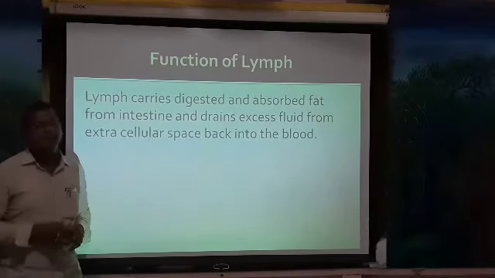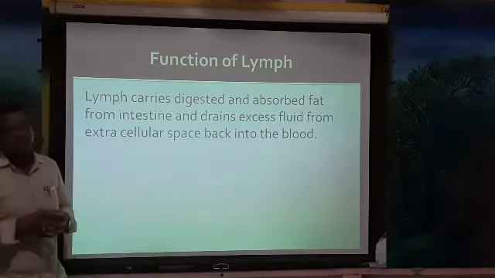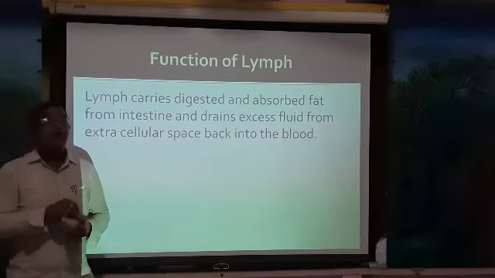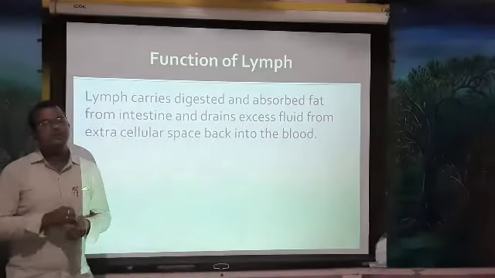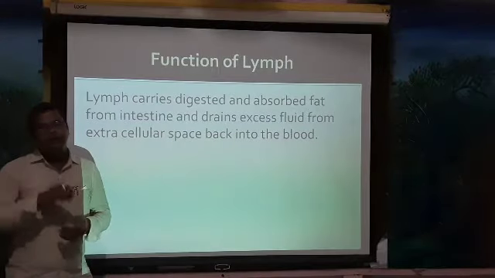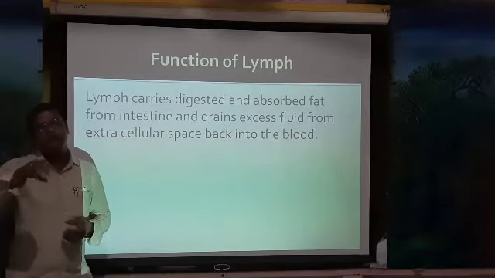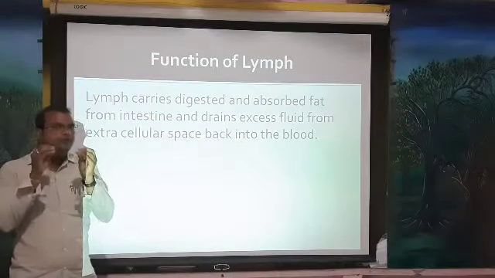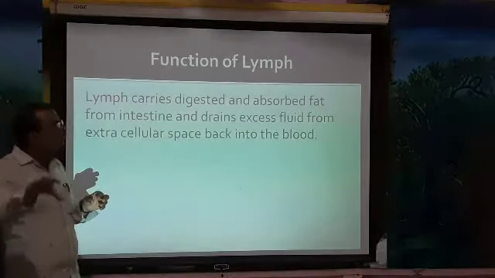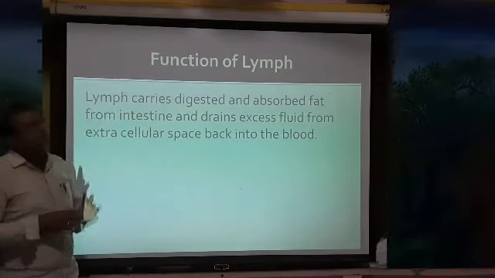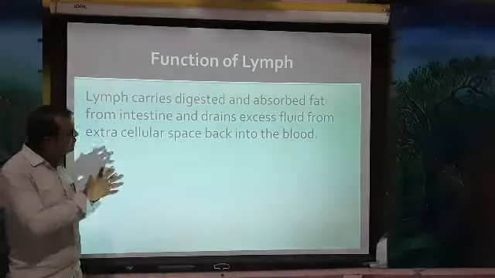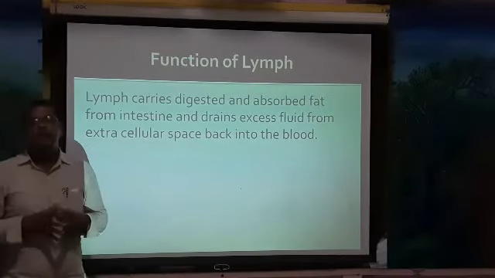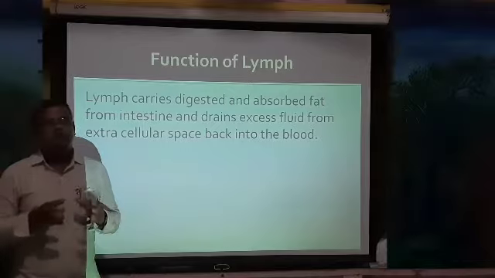We have already discussed during digestion that the complete digestion takes place in the intestine, and the absorption takes place in the intestine through villi. The food which is digested is absorbed by the villi, and the absorbed food and absorbed fat are circulated through all the parts of the body through the lymph. In this way the lymph plays a very important role in the transportation of food and other substances through all the parts of the body.